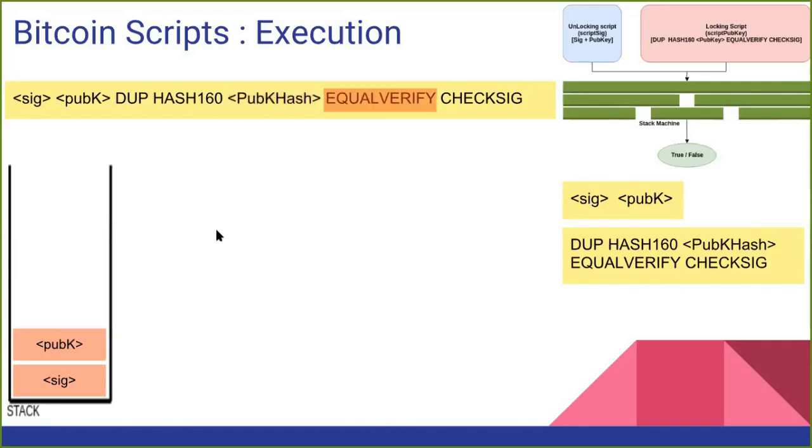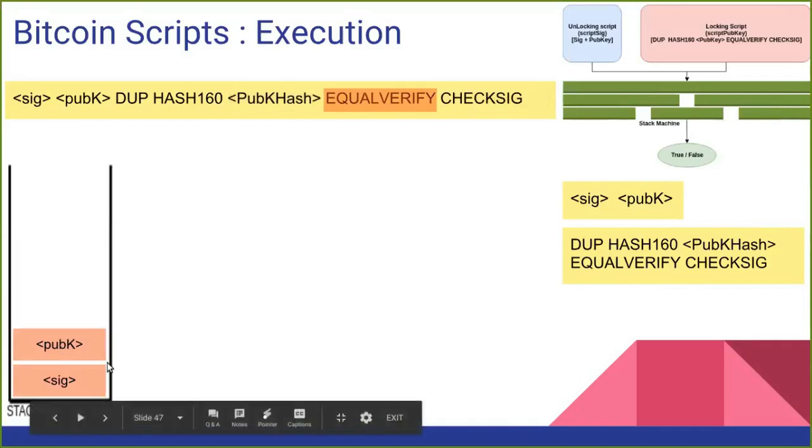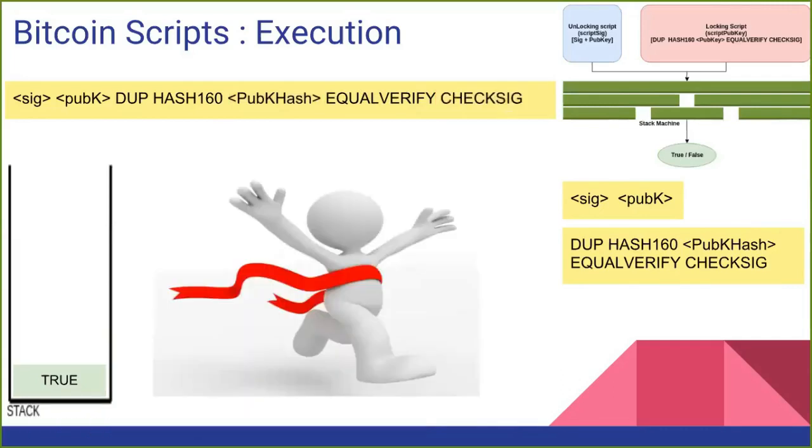After that, this is what equal verify does. Equal verify takes the top and the second topmost element and checks whether they are equal or not. If they are equal, it pops them out. And then at last the check signature will check whether the public key is correct for this signature or not. If it is correct, it will say true, otherwise false, and that's the result.